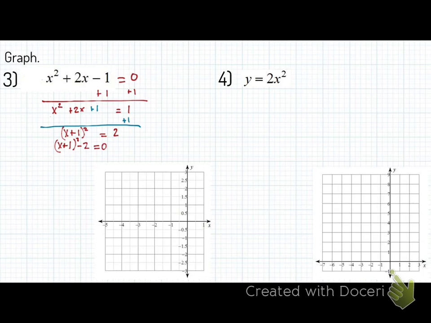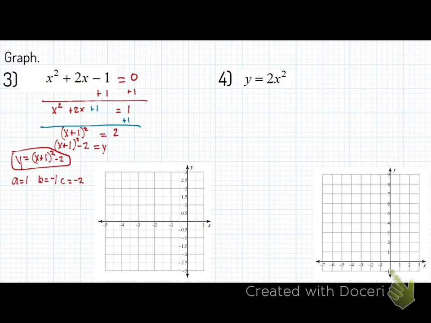And then instead of 0, what should I return it back to? y. So you could leave it like that, or if it's more comfortable, you could put y equals x plus 1, this whole quantity squared, minus 2. And there you go. It's now in vertex form. Let's identify a, h, and k. What's a? 1. Good. h? Negative 1. Good. k? Negative 2. Excellent.